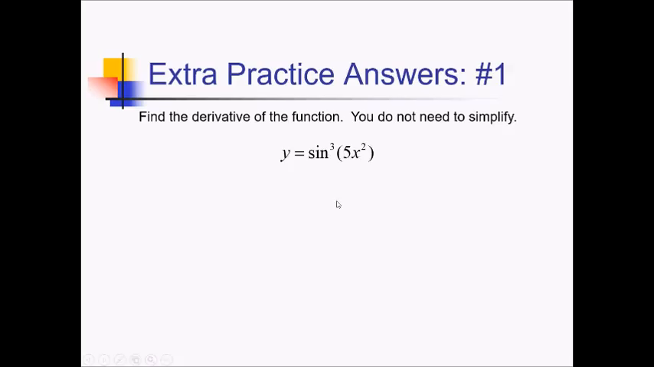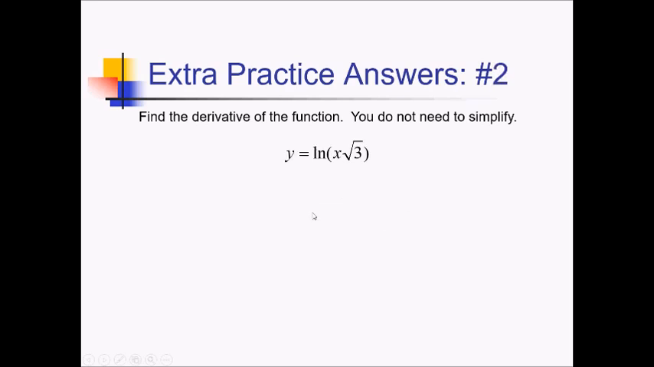On this problem, to take the derivative, I need to use the chain rule. My outer function is something to the third power. That's what's going on here. So that outer derivative is going to be 3 times something to the second. So 3 times sine squared of 5x squared. The next function in is the sine function. I've got sine of something. So the derivative of that's going to be cosine of something, cosine of 5x squared. Finally, multiplying by the derivative of that innermost function, we have 10x.